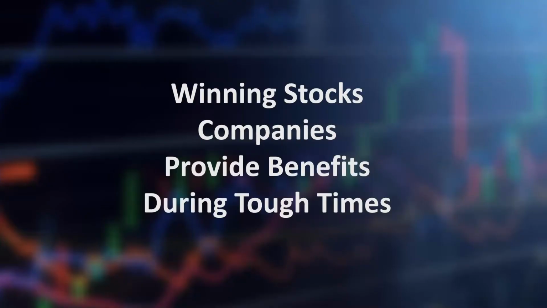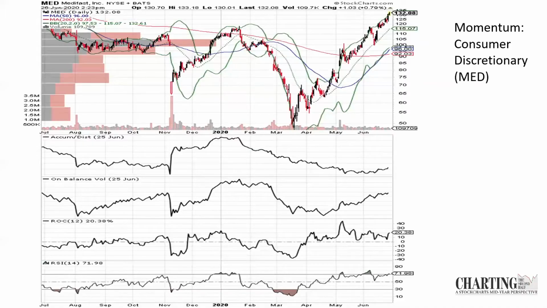So let's look at some characteristics of some winning stocks in this market and see if they're going to serve us for what lies ahead. The winning stocks here are really companies that have provided benefits during tough times. And COVID-19, unfortunately, is not likely to go away anytime soon, so times are likely to remain tough. So we want to look for companies that do well under tough times.